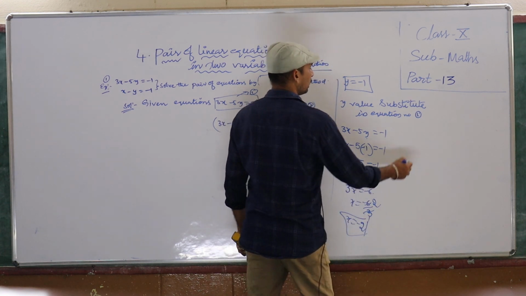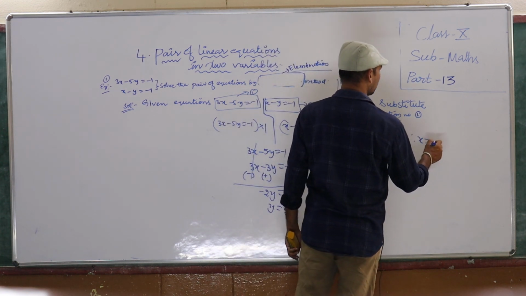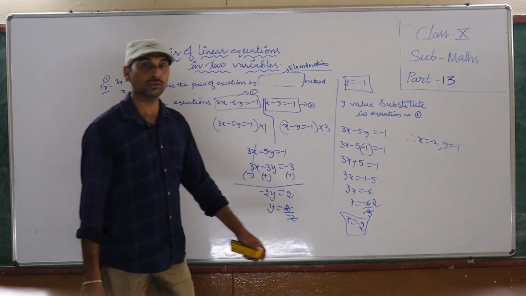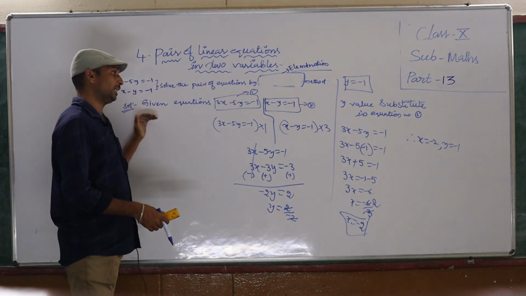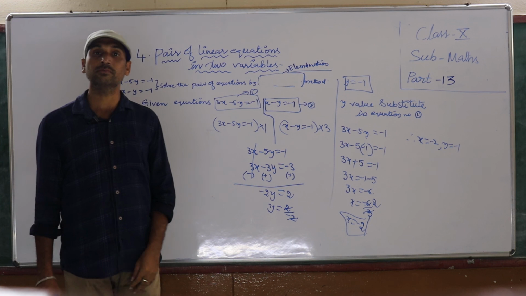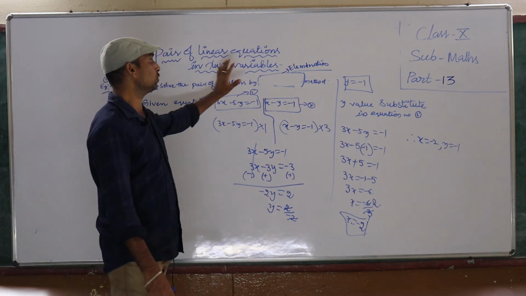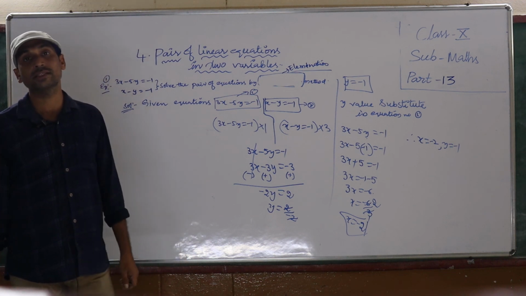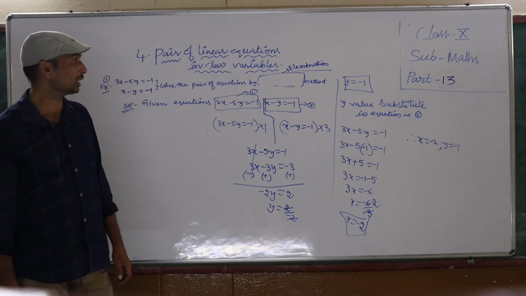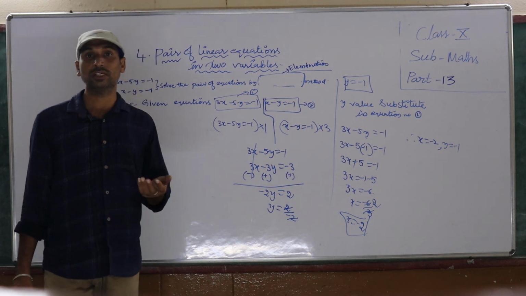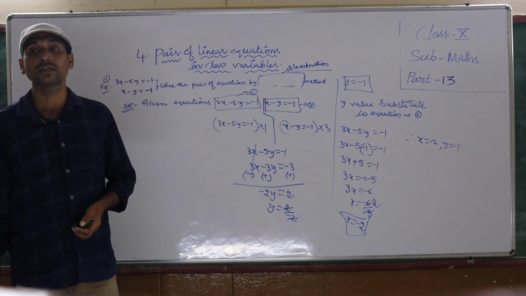So in both methods, we are getting the same answers. So this is how to find the answer with the elimination method and the substitution method. Based on these two methods, we are going to discuss exercise 2 problems. Okay, children? Right. So the next two exercise problems we will discuss in the next video.